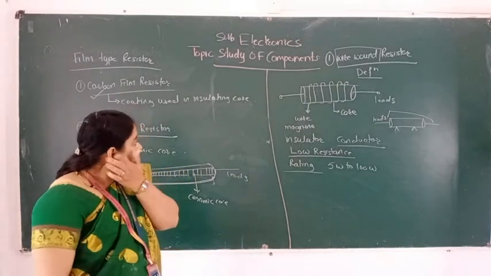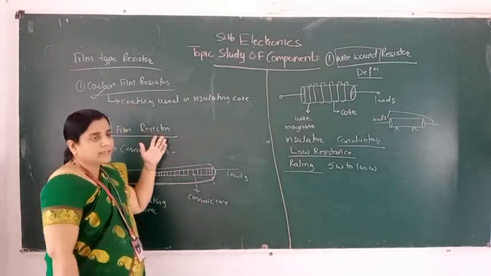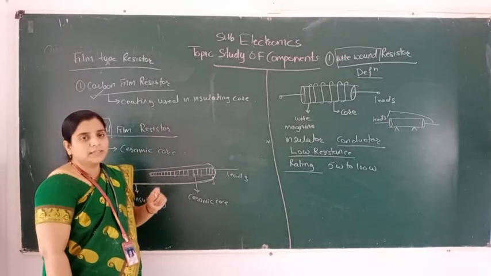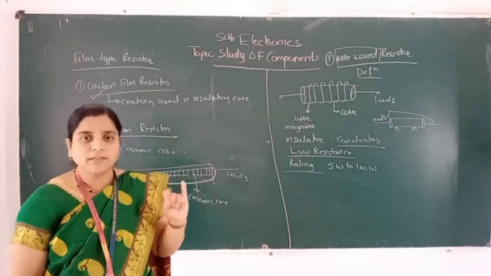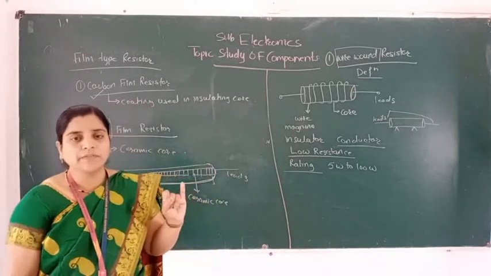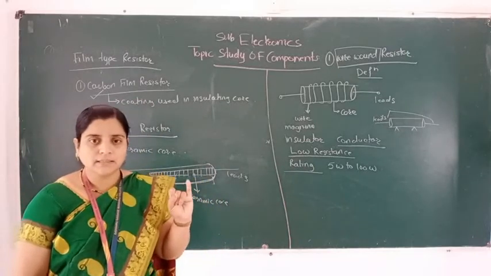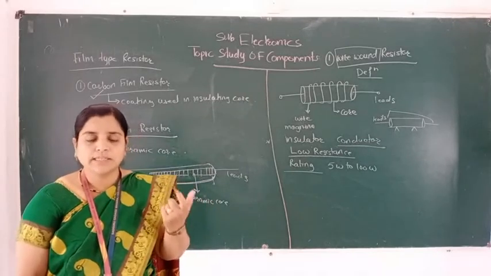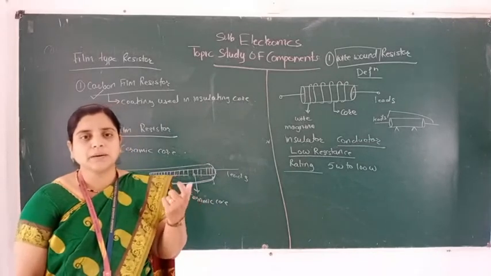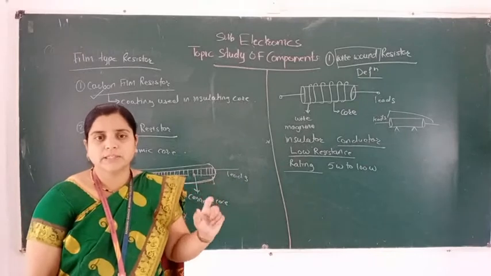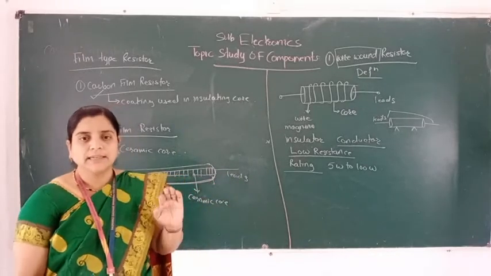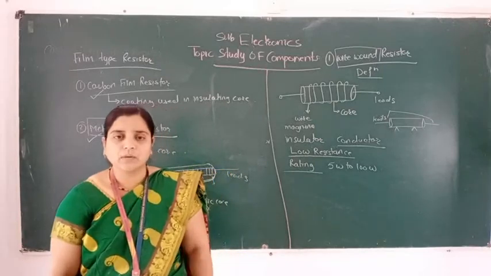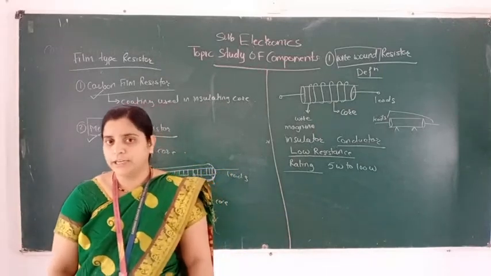So see what is there in the study of components. The first point is our resistor. The resistor is of two types, fixed resistor and variable resistor. What is the definition of a resistor? A resistor opposes the flow of current. That is the definition of the resistor. It is measured in ohm and its wattage is calculated in W, symbol W.